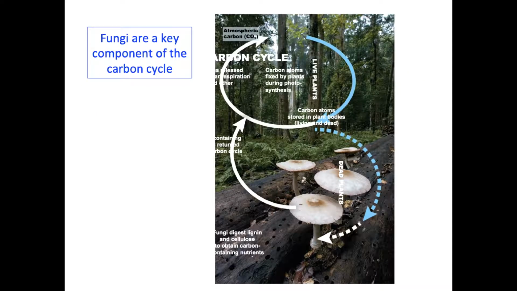So fungi are a key component of the carbon cycle. That is, if photosynthesis is the dominant process in plants, whereby CO2 is reduced to form organic matter, producing biomass, when that biomass dies, it is the fungi which are able to decompose the cellulose and lignin into smaller components to be taken up by bacteria and other organisms residing in the soil.